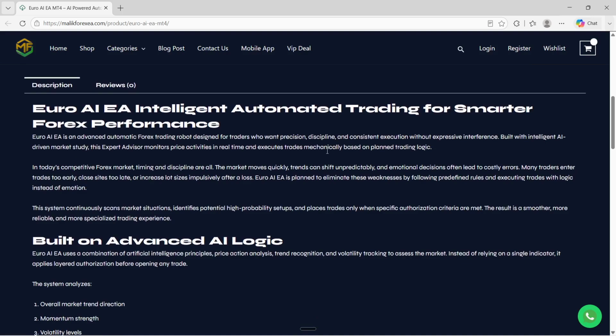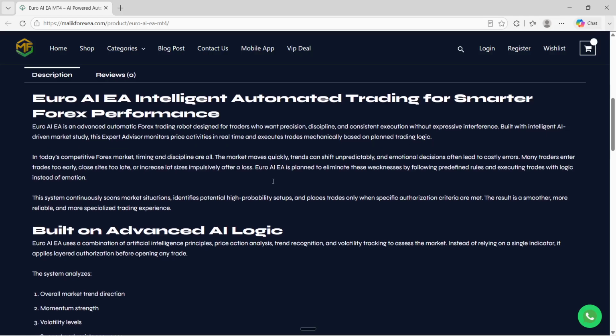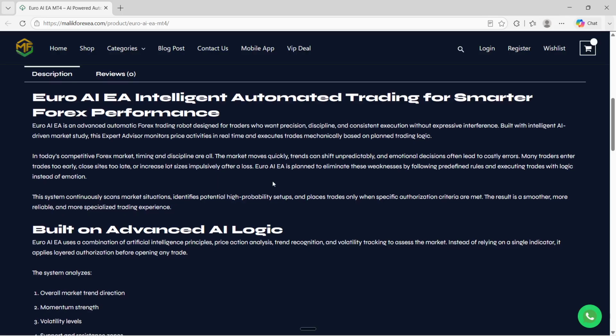This makes the EA selective. It may be inactive when conditions are unclear. The system is designed to avoid emotional trading by following predefined rules, using stop loss and take profit on every position, and rejecting greed, martingale, or uncontrolled averaging. It aims for quality over quantity of trades.